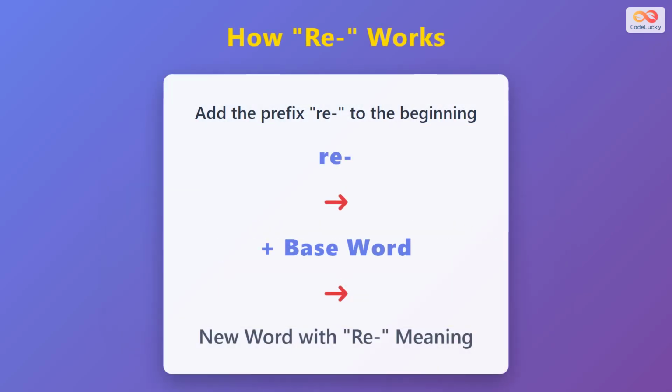Re works by attaching to the front of a base word. You take re plus a base word to create a new word. The new word means doing the base word action again or going back.